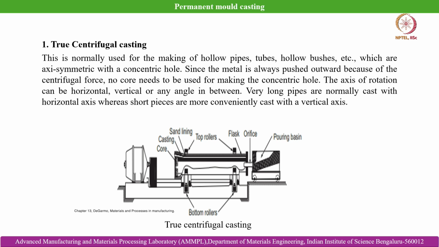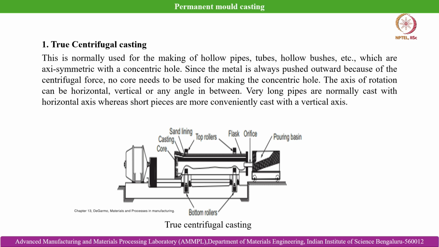So, all those difficulties associated with keeping a core to create a hollow section in the cast component can be totally nullified when it is possible to manufacture them by true centrifugal casting, where through holes are involved. In this case, the axis of rotation can be horizontal, vertical or at any angle in between.